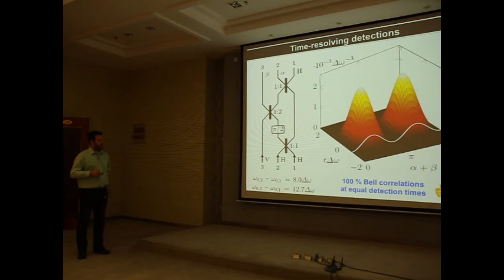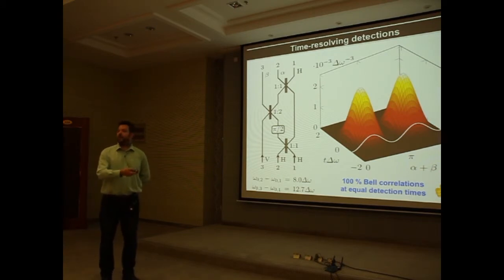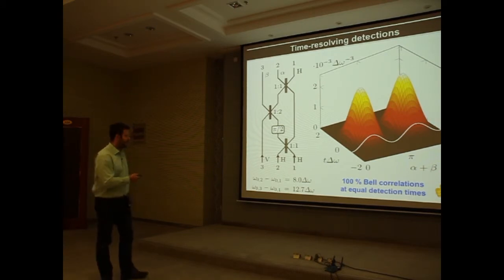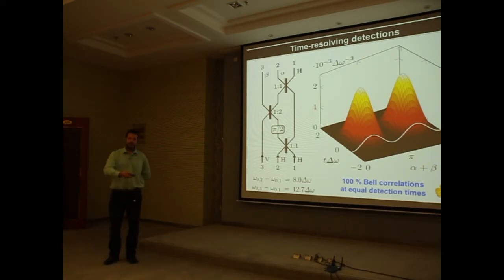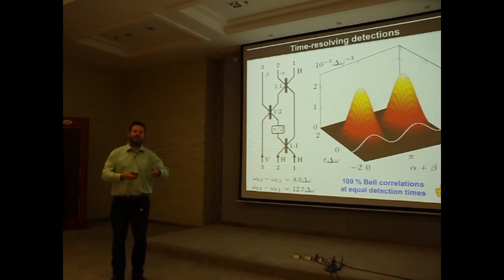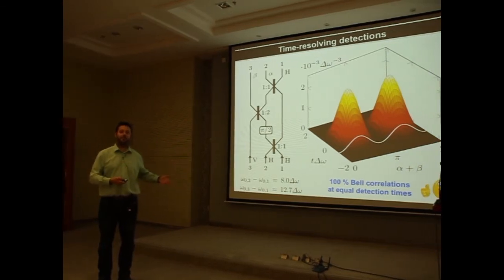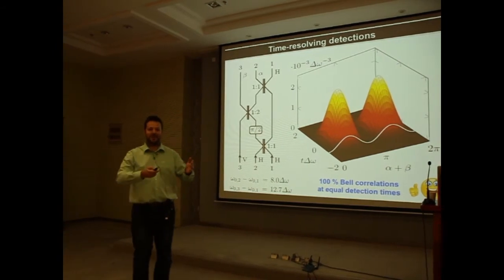And what you get, this is the plot that describes the rate of threefold detection as a function of the time of detection and alpha plus beta. So we have considered the case of equal detection time. And in this case, you can see that at any time, as long as we are looking at equal detection time, we see 100% Bell correlations. And this is the signature that we are looking at a correlation of the type of W states. So again, we can recover the indistinguishability in the photons that is necessary to get the polarization quantum correlation that we were not able to achieve when we were just throwing out information about the detection time.